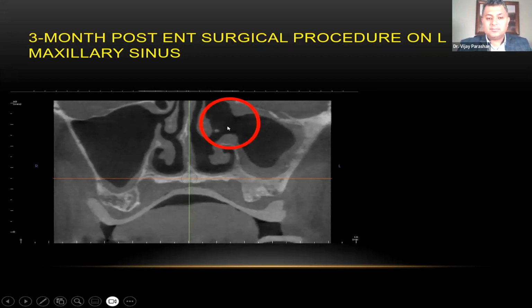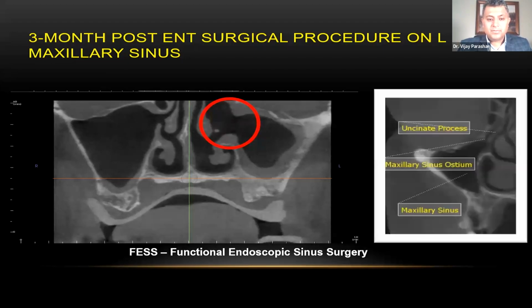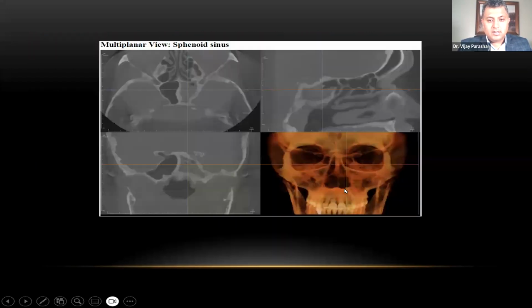And this is the surgical procedure that the ENT has performed, which is FESS. When you compare it to a normal scan on the right side of your screen, you can see this anatomical structure, which is the uncinate process, that has been removed by the ENT to gain access into the sinus, and they have removed all the sinusitis. So this is functional endoscopic sinus surgery. That's a procedure that the ENT would have performed for this patient. Okay, good, let's keep going.